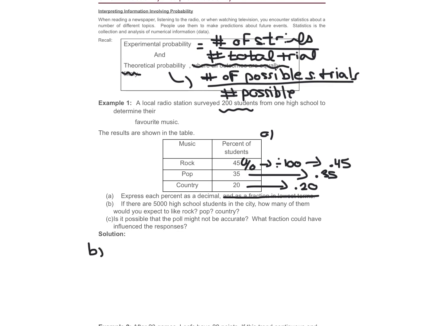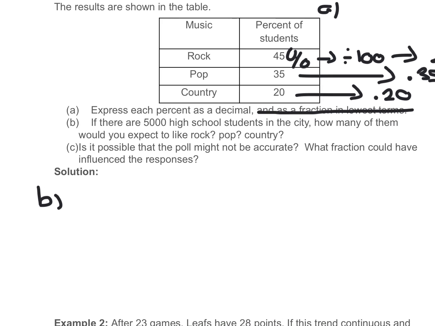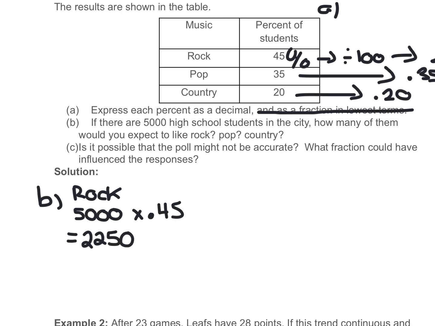So the next question said, if there were 5,000 high school students in the city, how many of them would you expect to like rock, pop, and country? So if we look at rock, we know there's 5,000 students, and we know that approximately 45% like rock. So we multiply it by the decimal value like we always do. We always take percents and work with them as decimals. We get 2,250. And we continue to do the same for the others.